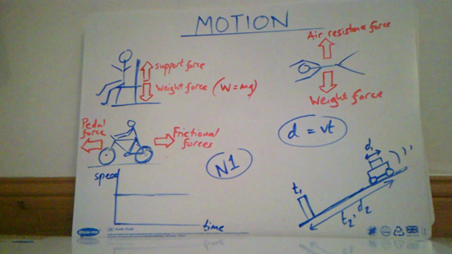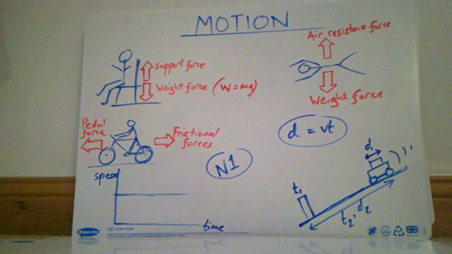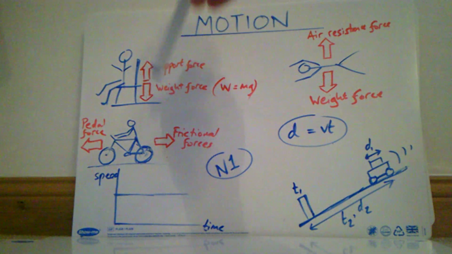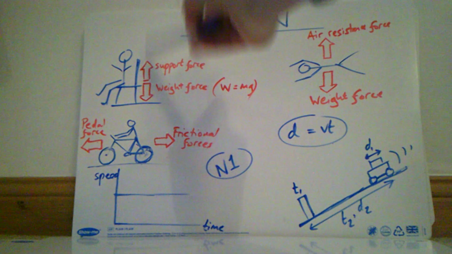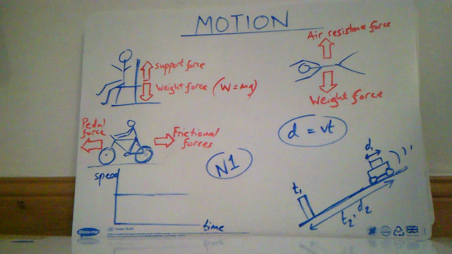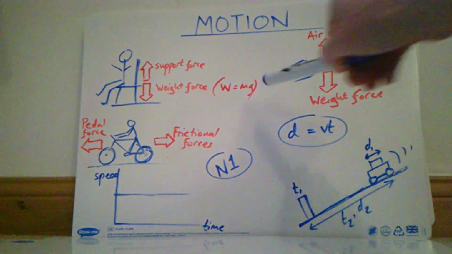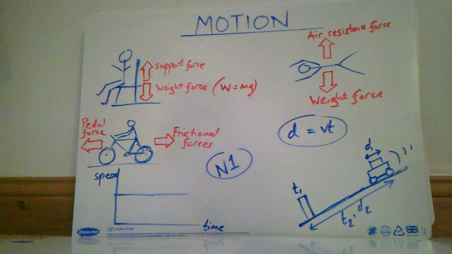Motion! Woohoo! So, Newton's first law says if the forces acting on something are balanced, then the thing is going to be at rest, or it's going to be at steady speed. So when you're sat on a chair, the weight force down is balanced by the support force up on you from the chair. If you wanted to, you could work out the size of the weight force by saying W equals mg, but the forces are balanced, so you are at rest.